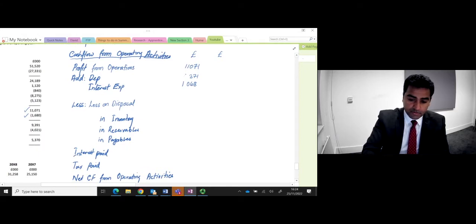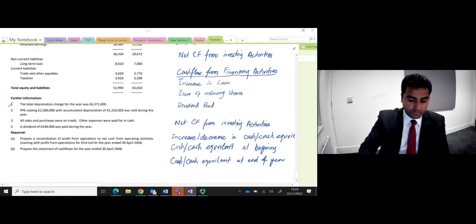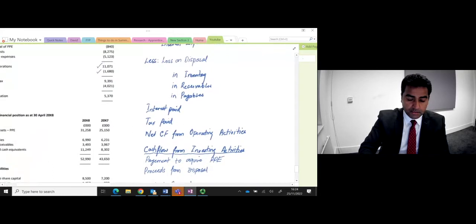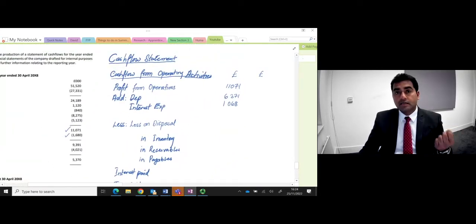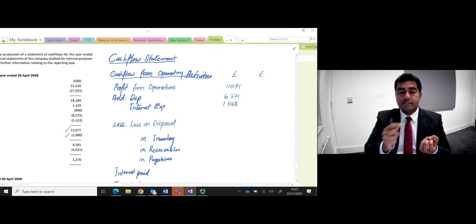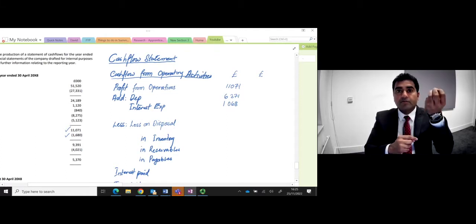So 6,371. So we are adding back because these are the expenses which have reduced my profit from operation. So the profit from operation was reduced, so now I'm adding back the interest and the depreciation to push my profit back up.